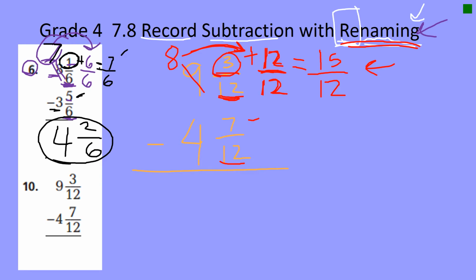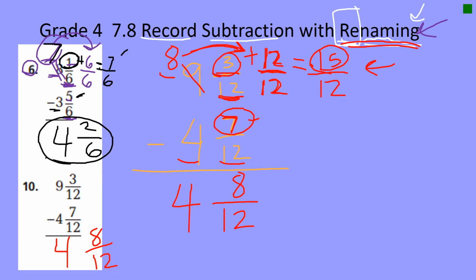Now don't worry that that's a fraction greater than 1. We knew we had to do something to make it so we could subtract. So this is a fraction greater than 1, but our goal was to make a fraction that we could subtract 7 from. So now we have that. We have 15 pieces minus 7 pieces. So what is that? 8, right? 8/12. And now we go to the whole number. 8 minus 4 is 4. So 9 3/12 minus 4 7/12 is 4 8/12.